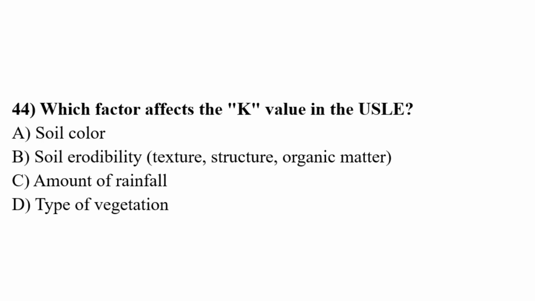44. Which factor affects the K value in the USLE? A. Soil color. B. Soil erodibility, texture, structure, organic matter. C. Amount of rainfall. D. Type of vegetation. Answer: B. Soil erodibility, texture, structure, organic matter.